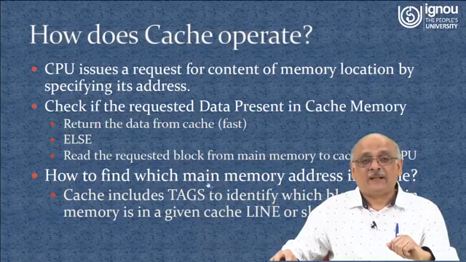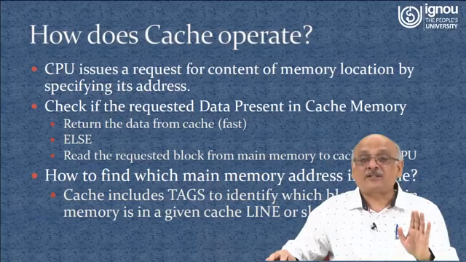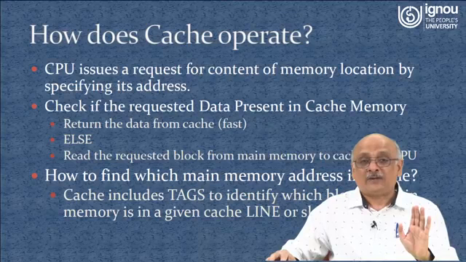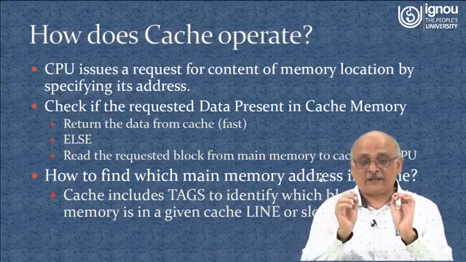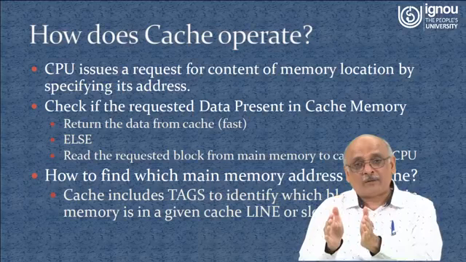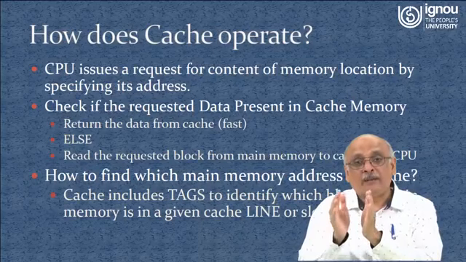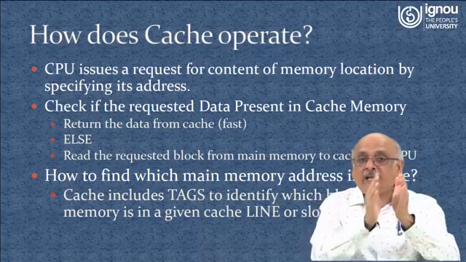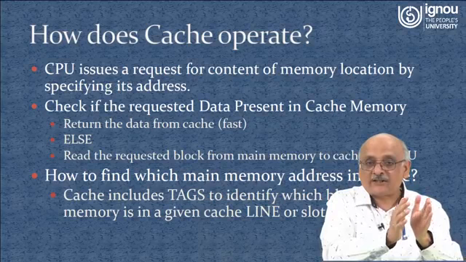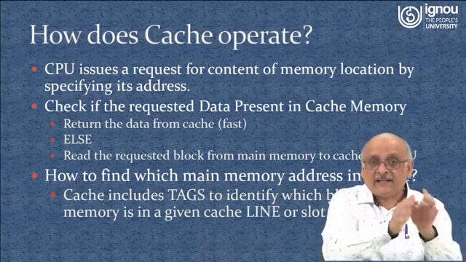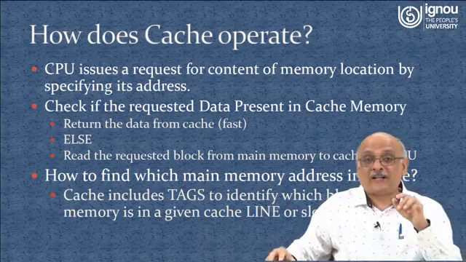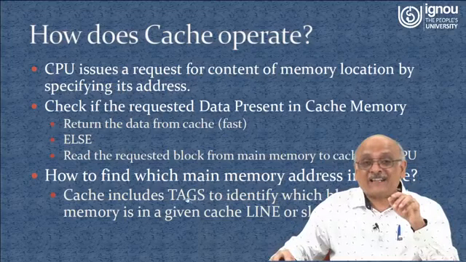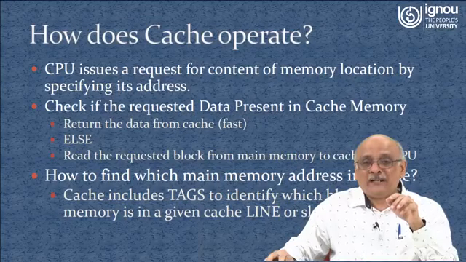So how do we find which main memory address is in cache? Now this is a big question. Technically, look into this particular domain. We have our programs and data in the main memory. That is essential. From main memory, we take some content into the cache. Now which of this content is in cache? How do we know that? So then we need tags. Cache includes tags to identify which block of main memory is in the given cache.